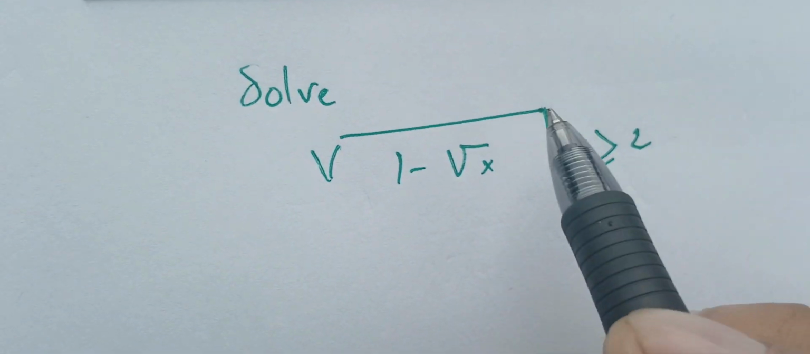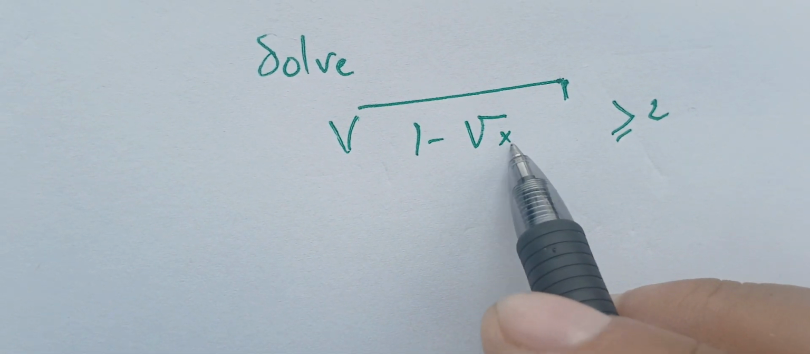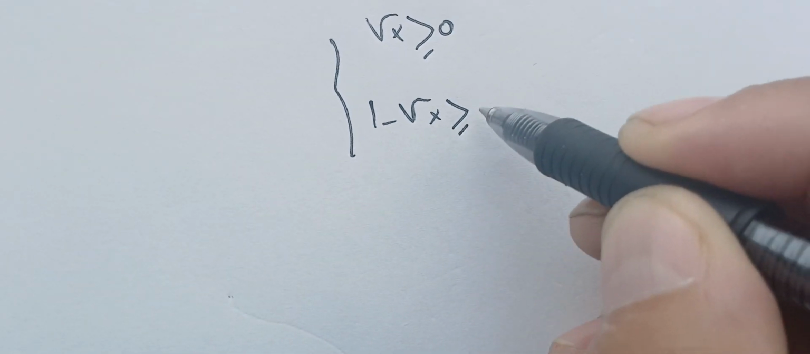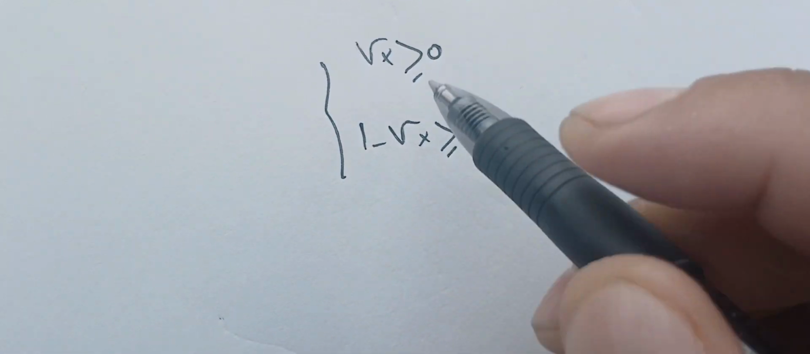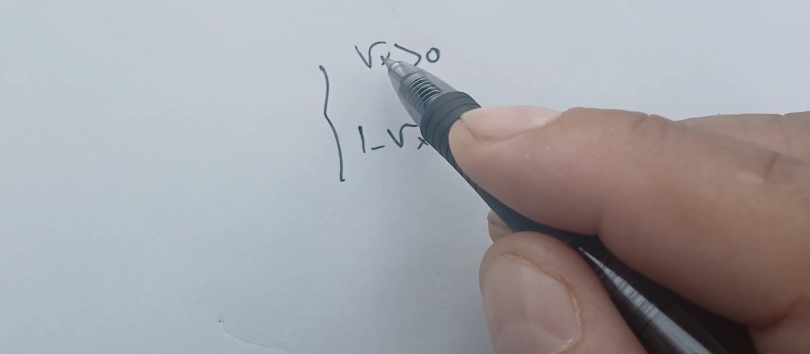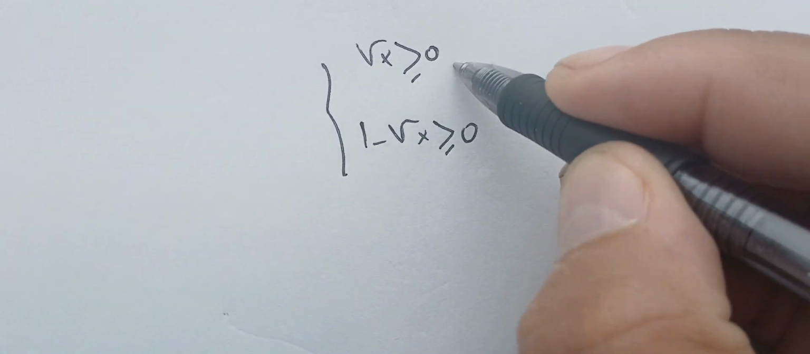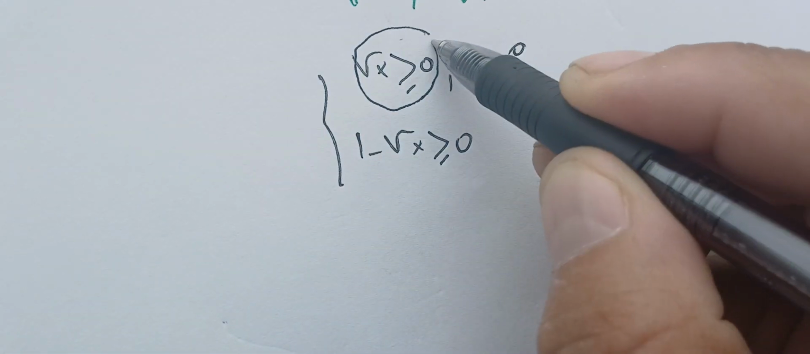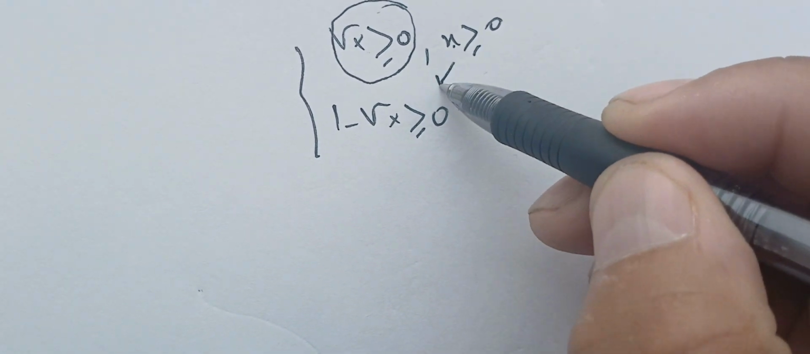But before that, we're going to see where this expression is valid. So here we need to have two conditions. First, we need to have the square root bigger than 0, and 1 minus the square root of x is bigger than 0. Here, the square root of x has to be bigger than 0, so we need to have x bigger than 0. In fact, because having the square root of x bigger than 0 means that x is bigger than 0. Therefore, we have these two conditions.